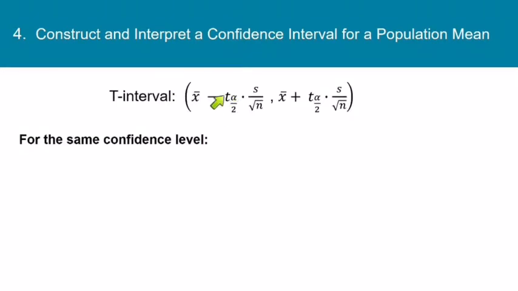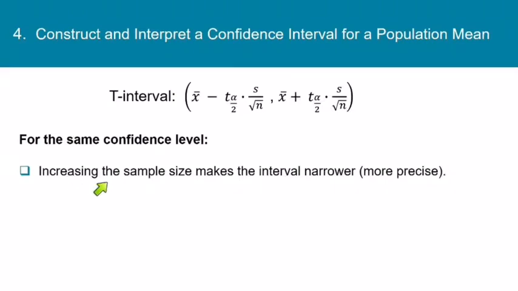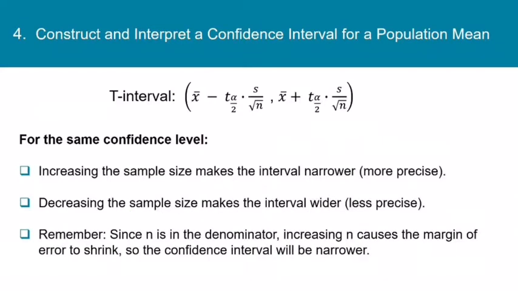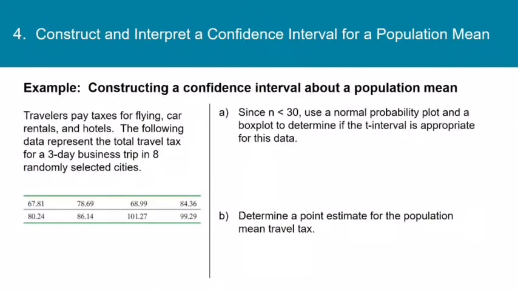On the other hand, if we keep the confidence level the same and just change n, then increasing the sample size will make the interval narrower, and decreasing the sample size will make the interval wider. That's because n is in the denominator, so making n larger makes the margin of error actually smaller, and that makes our interval narrower.